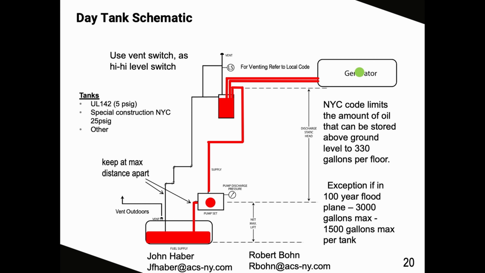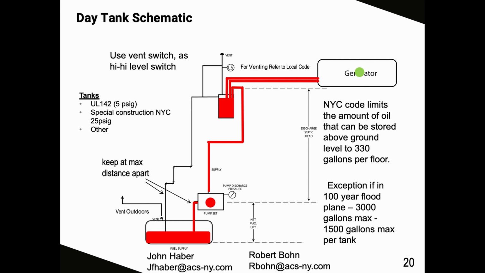The overflow pipe per code must be 2 standard pipe sizes larger than the supply pipe. The maximum storage per floor above the lowest floor of a building in New York City is 330 gallons. And the roof is considered a floor of the building.